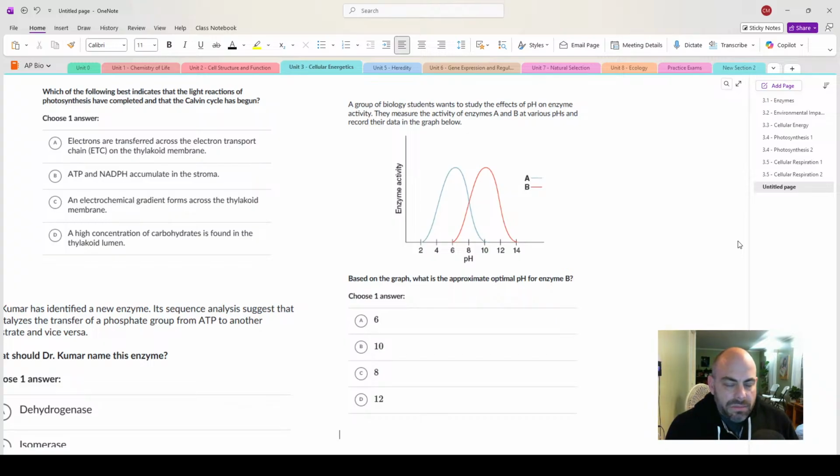It's like any skill. A group of biology students wanted to study the effect of pH on enzyme activity, and you see that based on the graph. What is the approximate optimal pH for enzyme B? It's going to be 10. B is the correct answer.